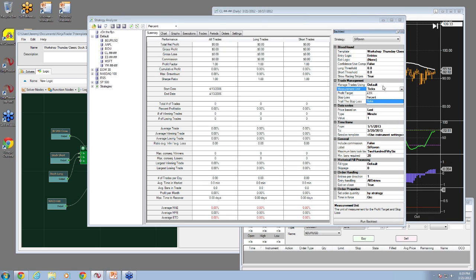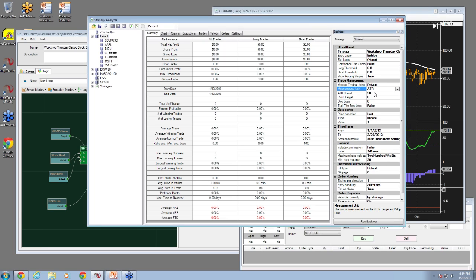Okay, so I'm just going to go ahead and select the entries, and this is the trade management section. I'm just going to select different profit and stop loss targets, and we have the ability to use ATRs to measure your profit and stop losses.